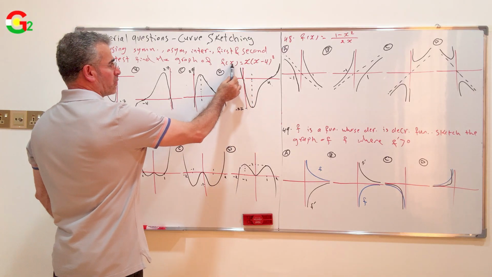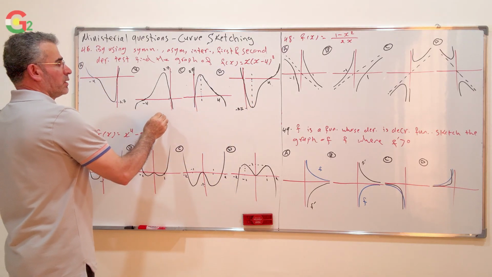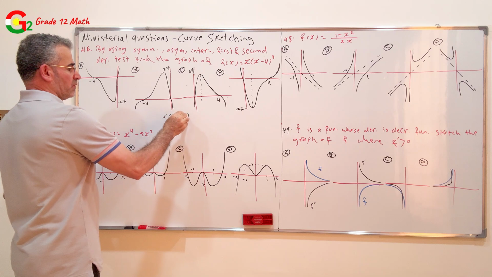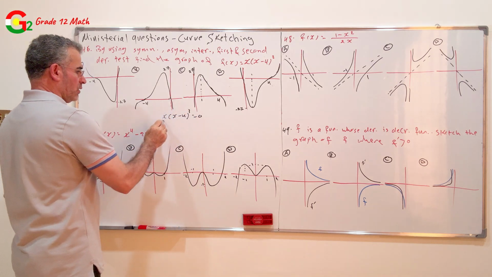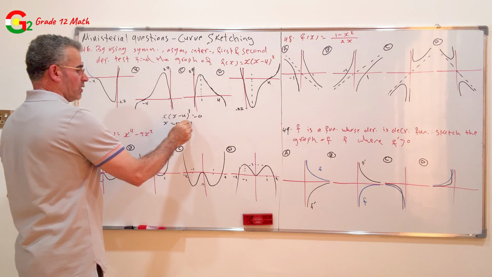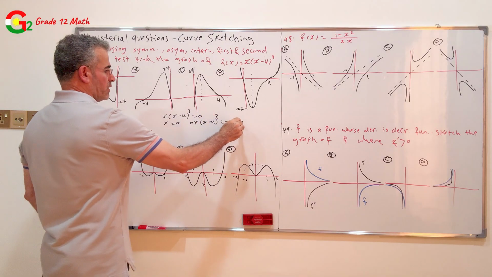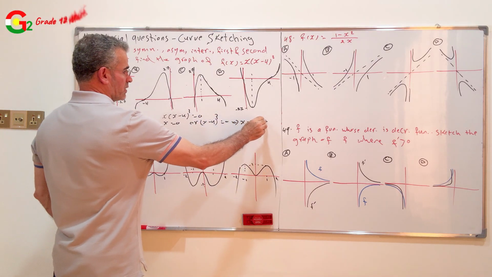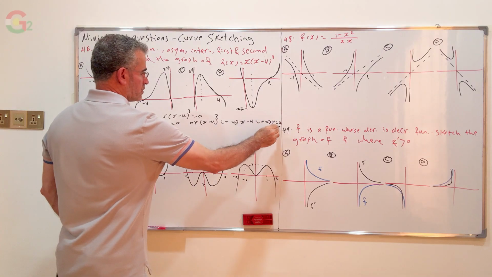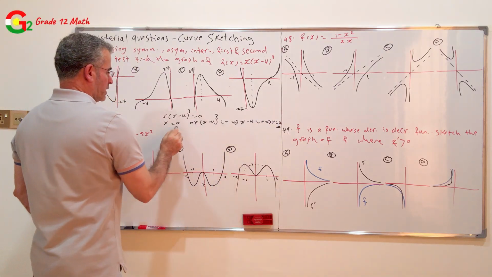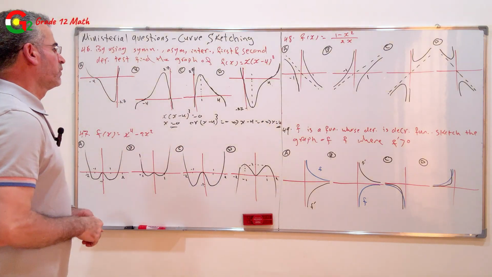If we set y equals 0, then x times (x minus 4) to the power 3 equals 0. Either x equals 0 or (x minus 4) to the power 3 equals 0. This gives you x minus 4 equals 0, then x equals 4. So we have two x-intercepts at 0 and 4.